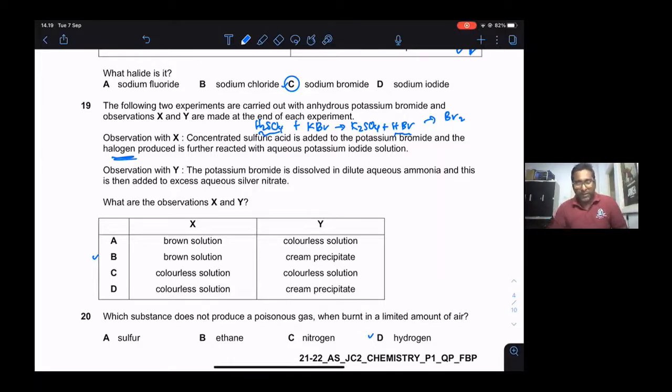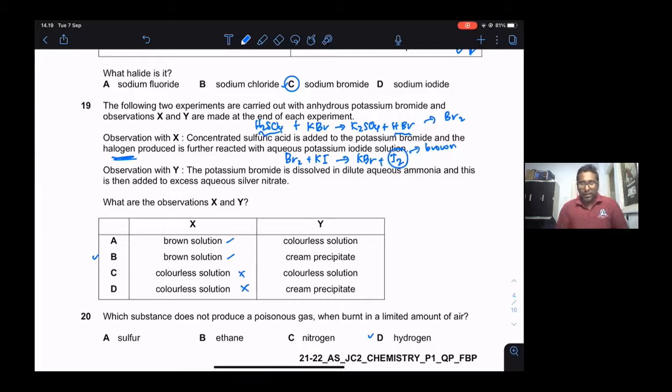The Br2 is further reacted with potassium iodide. When Br2 reacts with KI, we know that Br2 is more reactive than iodide, so a displacement reaction can happen. You will have KBr plus I2. Now if this I2 is in aqueous solution, you are going to get a brown solution. Do remember, I2 in solid form is black. When I2 is in solution form, it is brown. When it is in gaseous form, it is purple. So there will be a brown solution.